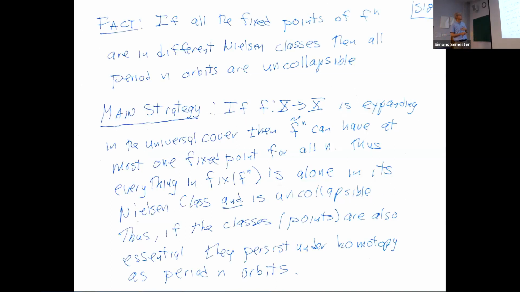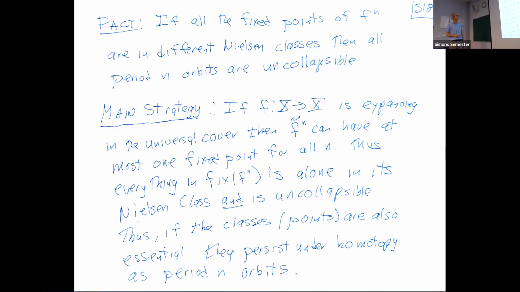All right, so this, as I said before, is the main strategy here. The first is we've understood already hyperbolicity in the cover and its implication for all the Nielsen classes to be single points. But one more implication, which is also not hard, is that if you have expansion in the cover, then all the Nielsen classes are uncollapsible, right? Because the lesser period points are also fixed points for the higher period, and they're all fixed by different lifts.